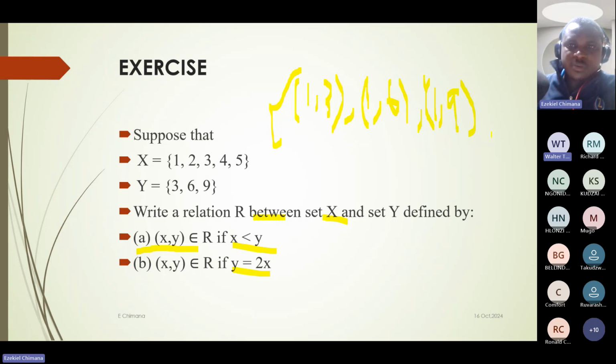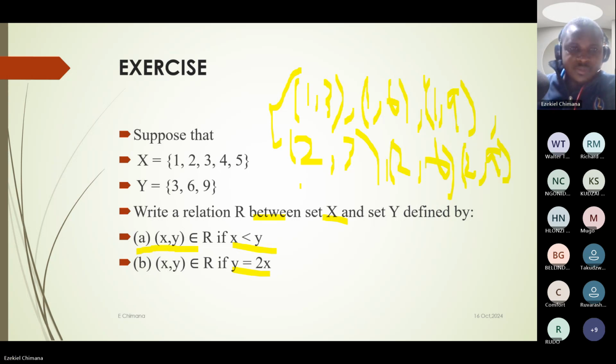We compare, and we see 2 is less than 3, so we have (2, 3). 2 with 6, we get (2, 6). 2 with 9, we get (2, 9). Exactly. And then 3. 3 with 3 is not less than, so we leave it. And then 3 with 6, it's okay, we get (3, 6). And 3 with 9, we get (3, 9). Exactly.